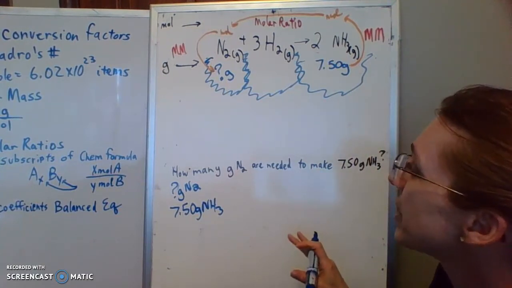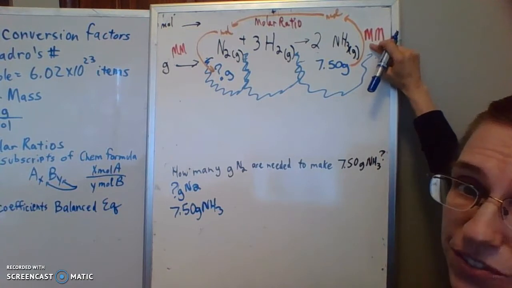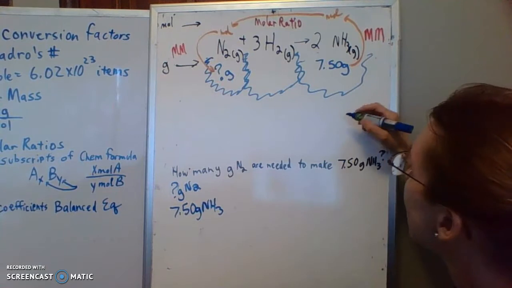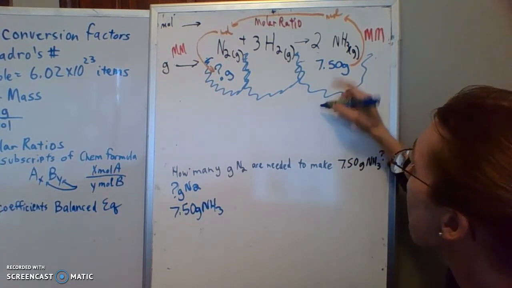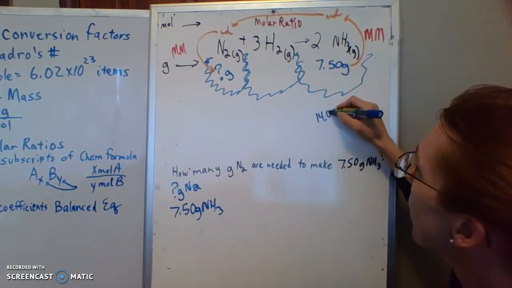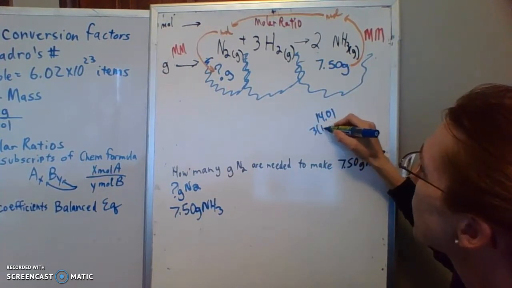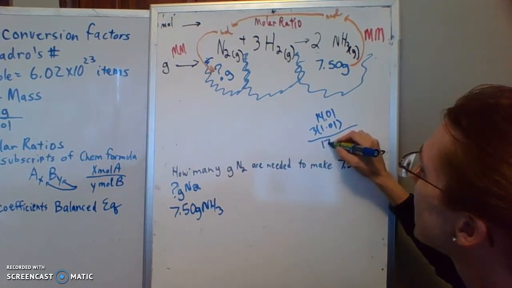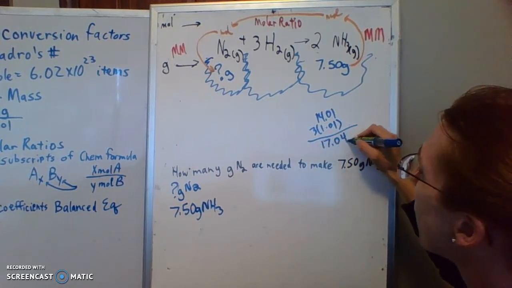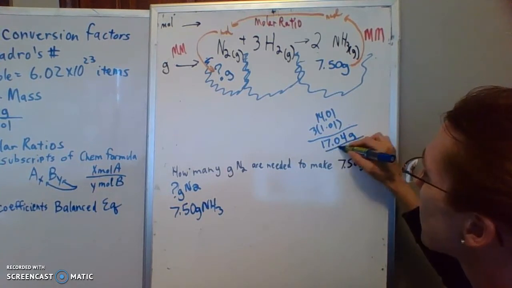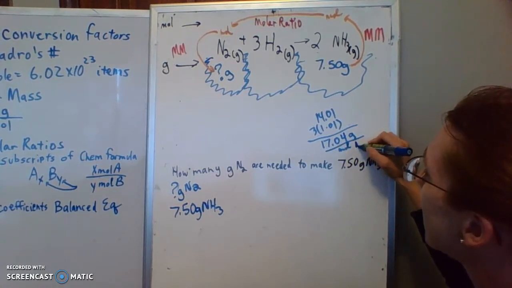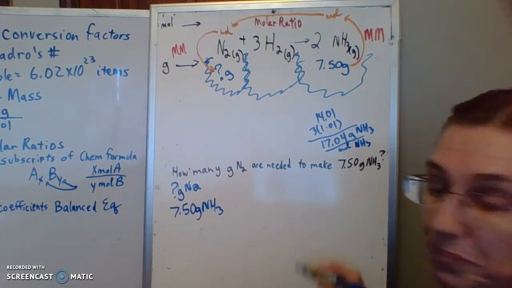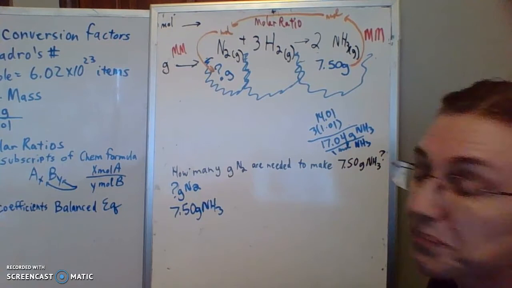So let's go ahead and do this. We know we're going to need molar mass for this guy over here, and we're going to need molar mass for this guy over here. So let's go ahead and calculate those so that we have them when we need them. Nitrogen is 14.01. We have 3 hydrogens, which are 1.01 each. So we're going to end up with 17.04, and our units, of course, are grams per mole. And this is of the NH3. Okay. If you want to put that 1 in there, feel free.